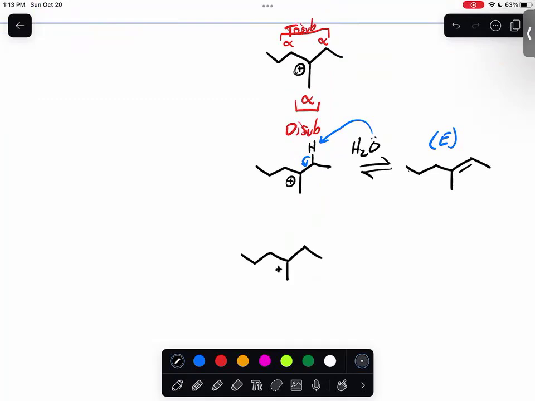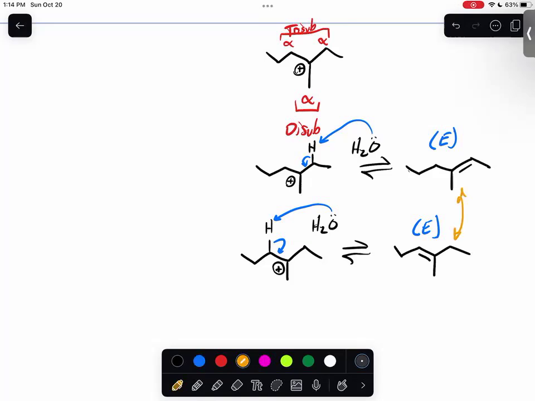For this alpha proton, we have our water. It's going to come in, deprotonate that. We're going to form the alkene. And it's also going to generate an E trisubstituted alkene. So both are the same energy, which means that these are the E1 products here, right?